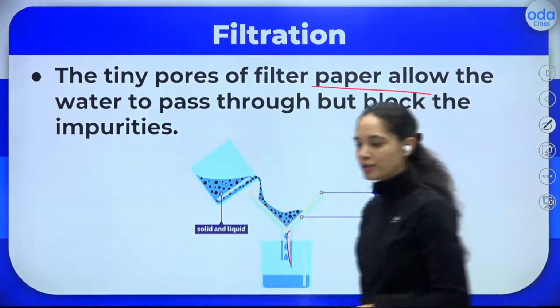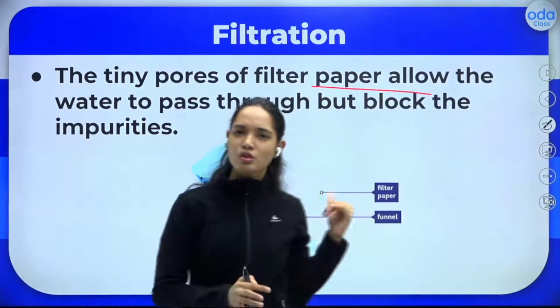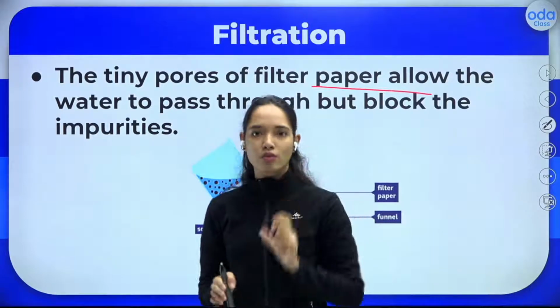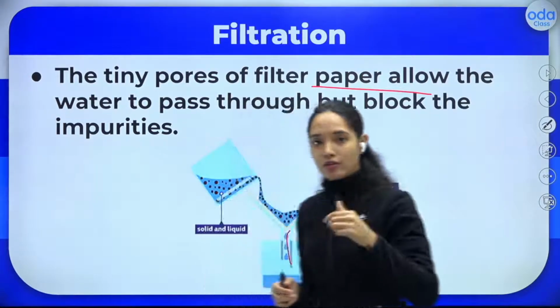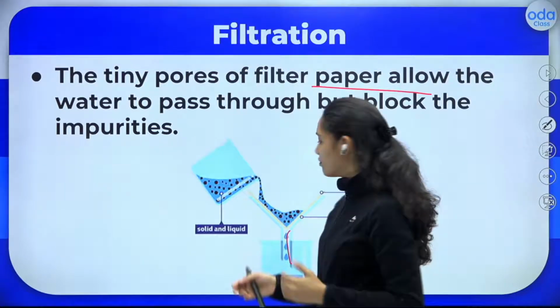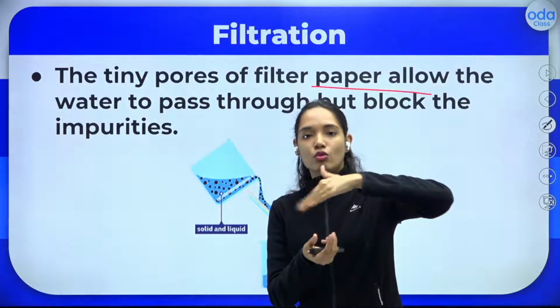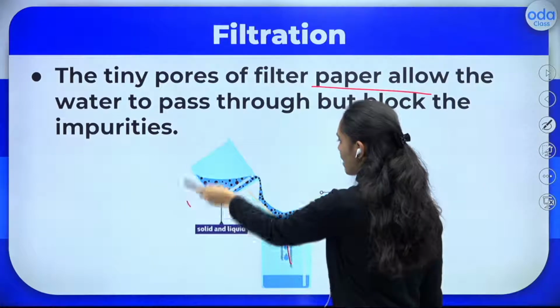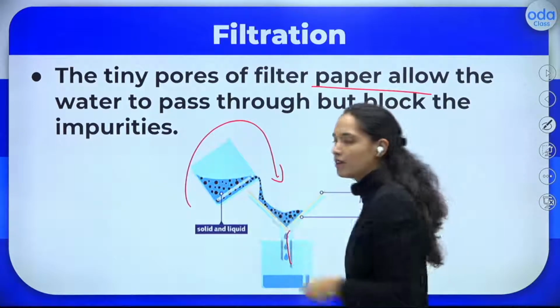So how do we do filtration? We take a beaker. This is on a small scale, students. We take a beaker, we take a cone, okay? And to that, we take a funnel. We make the paper into a cone shape and we place that paper in the funnel. And we start pouring the liquid that is to be filtered.